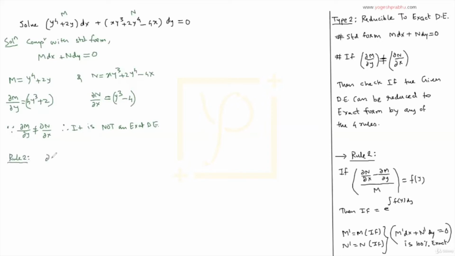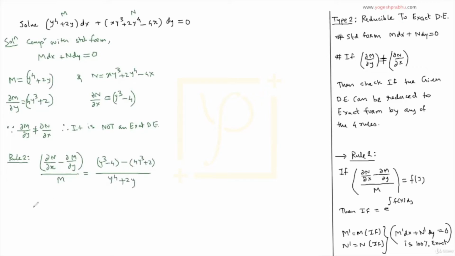Now in rule 2, we will do this dou N by dou x term, minus dou M by dou y. Okay, I'm going to do this minus this, and then divide by M, and let us see what values we get. Dou N by dou x is y cube minus 4, minus dou M by dou y is going to be 4y cube plus 2, and then we will divide this by M. The value of M is over here. We can take this number here. This is y raised to 4 plus 2y.